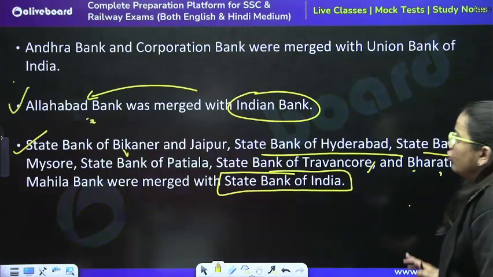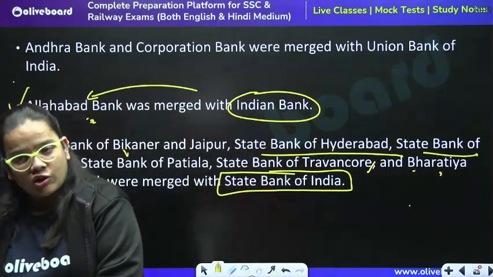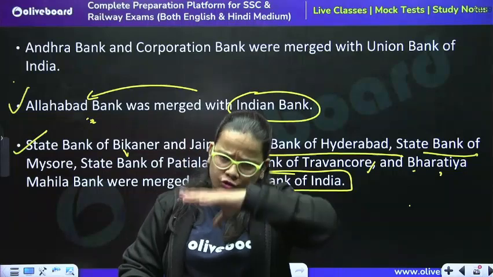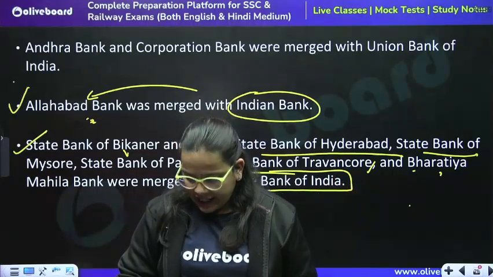Now, here we have completed the structure, or just the type introduction, of the banking part. Any doubts regarding this?